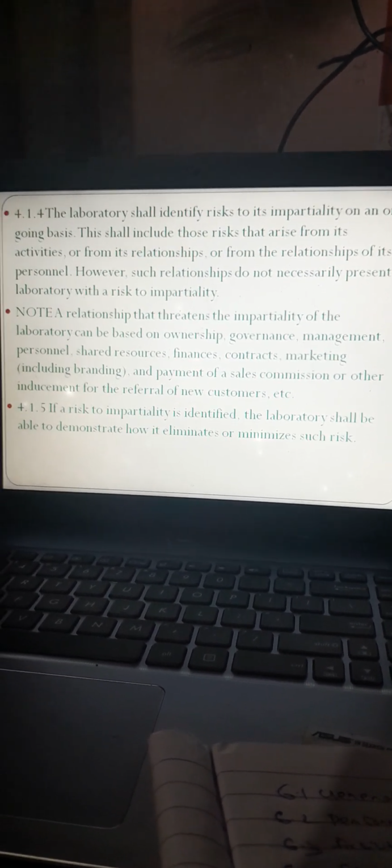And 4.1.3 means the laboratory shall be responsible for the impartiality of its laboratory activities and shall not allow any commercial, financial, or other pressures to compromise impartiality. And 4.1.4 includes that the laboratory shall identify the risks to its impartiality on an ongoing basis. This shall include those risks that arise from its activities, or from its relationships, or from the relationships of its personnel. However, such relationships do not necessarily present a laboratory with risks to impartiality.